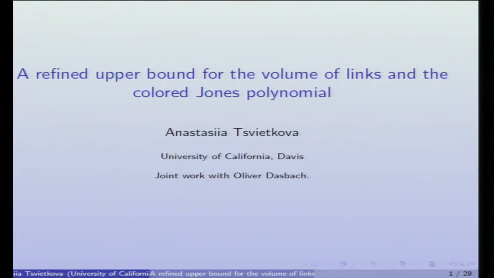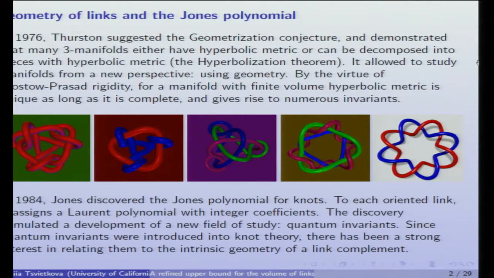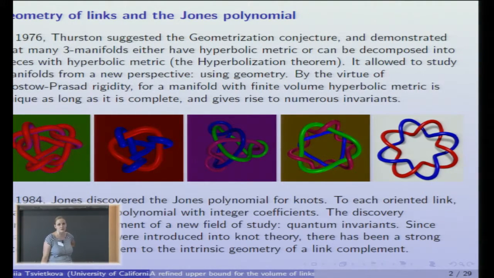So let me start with a very, very general motivation. Please bear with me for a moment. The very general framework comes from the 70s, 80s. In 76, as we know, Thurston suggested the geometrization conjecture. In particular, he demonstrated that many three-manifolds have a hyperbolic metric or can be decomposed into pieces with hyperbolic metric, the so-called hyperbolization theorem. Of course, it allowed us to study manifolds from a new perspective using geometry and gave rise to numerous invariants, right? Since due to Mostow-Prasad rigidity, the hyperbolic metric is unique as long as it is complete.